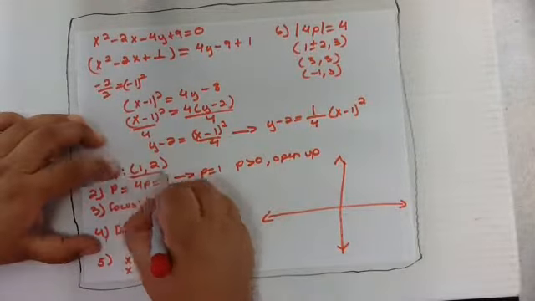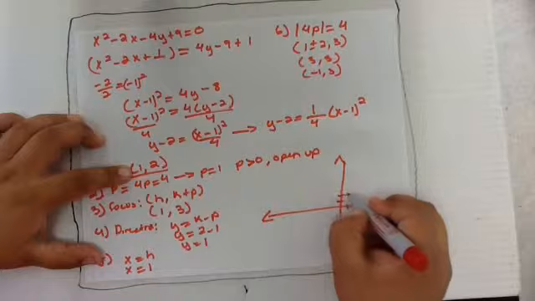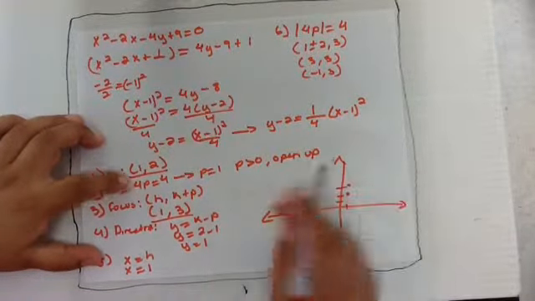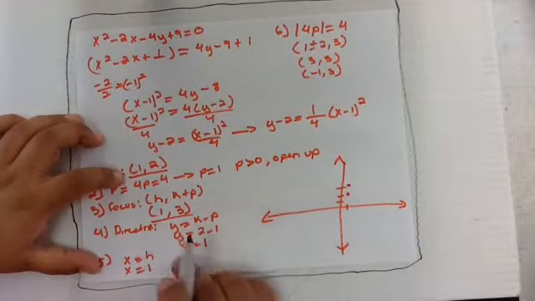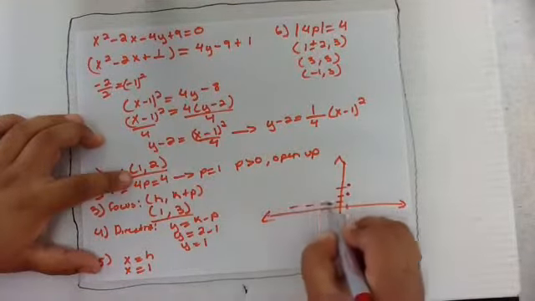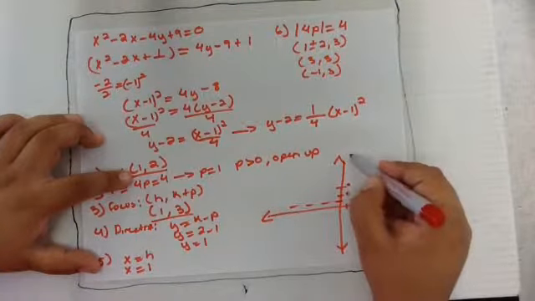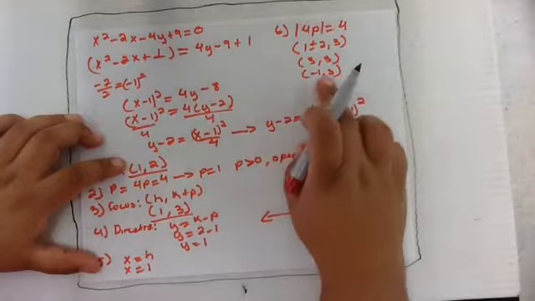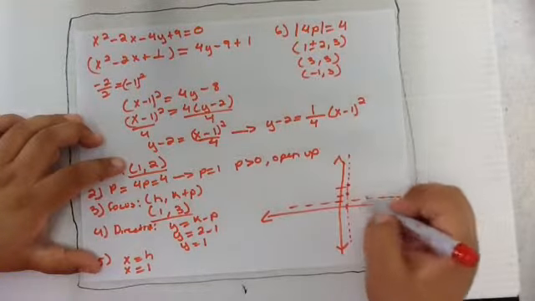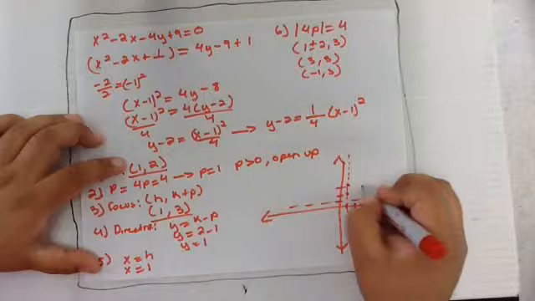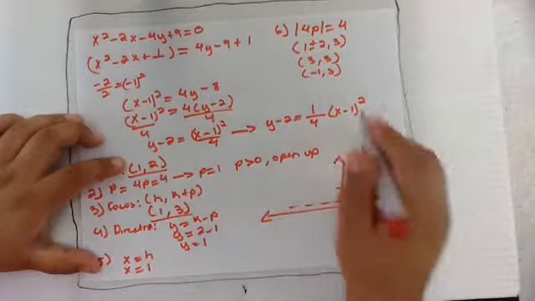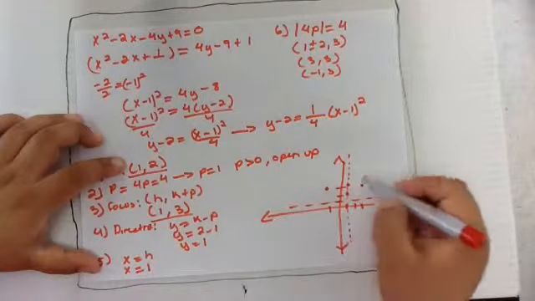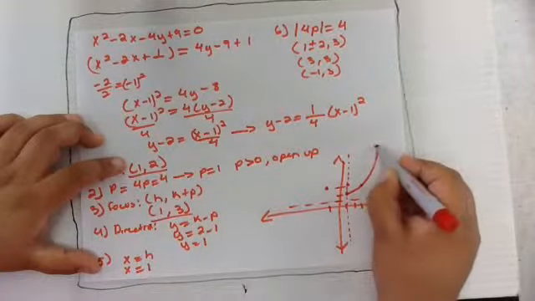So then the vertex was at 1 and 2. The focus was at 1 and 3. The directrix was at y equals 1. The axis of symmetry passes through the focus and the vertex. And we have our points at 3 and 3, and the other one at -1 and 3. And since it's opening up, this is our parabola.